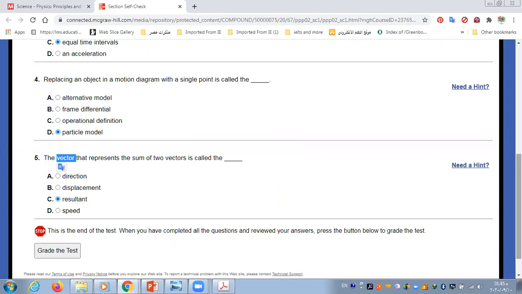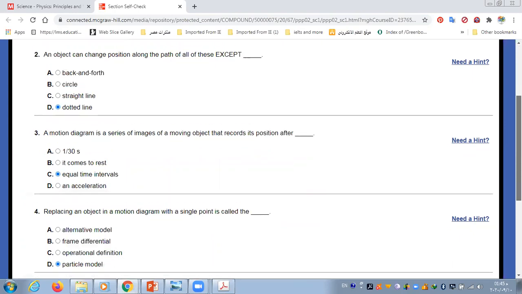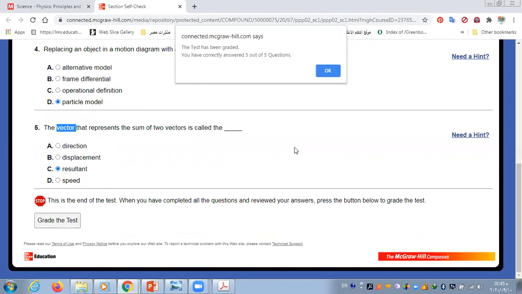Coming back to the first question, Sumbul said it is the dotted line. Let us see, grade our test. Thanks, Sumbul. I think it was the hardest question today, and you have correctly answered 5 out of 5 questions. Thanks everyone, you did great for this session.